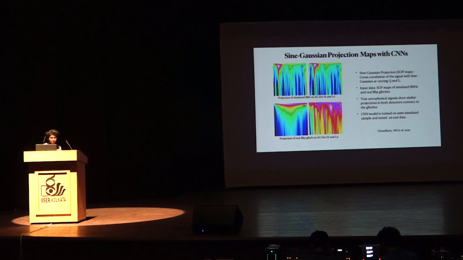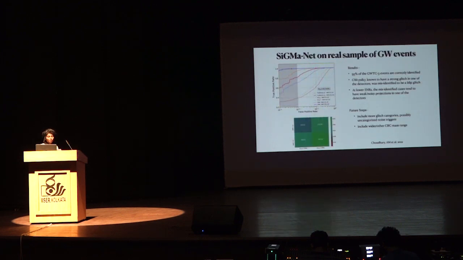And so we have made use of these sine Gaussian projection maps, developed a neural network to then distinguish these binary black hole signals from the blip glitches, which are more of a challenge at the more massive end. And so in this plot we are showing the receiver operating characteristic curves, where for different SNRs we have shown how well our method works compared to some of the other methods that are there in the literature.